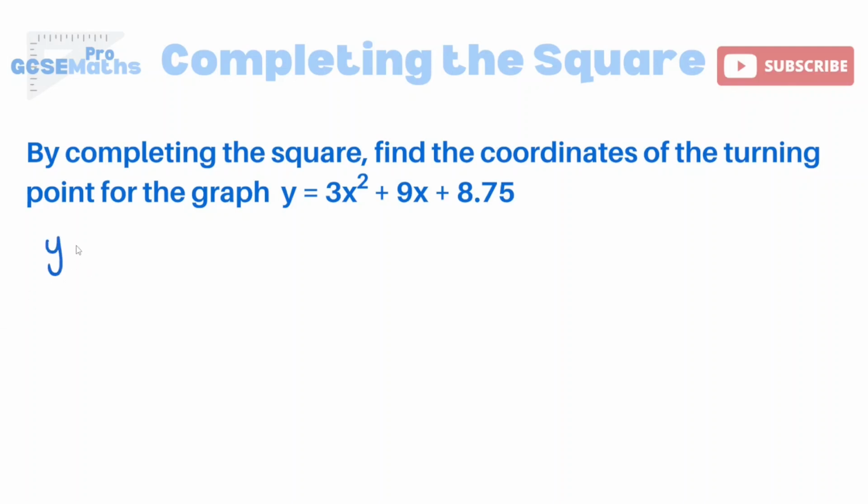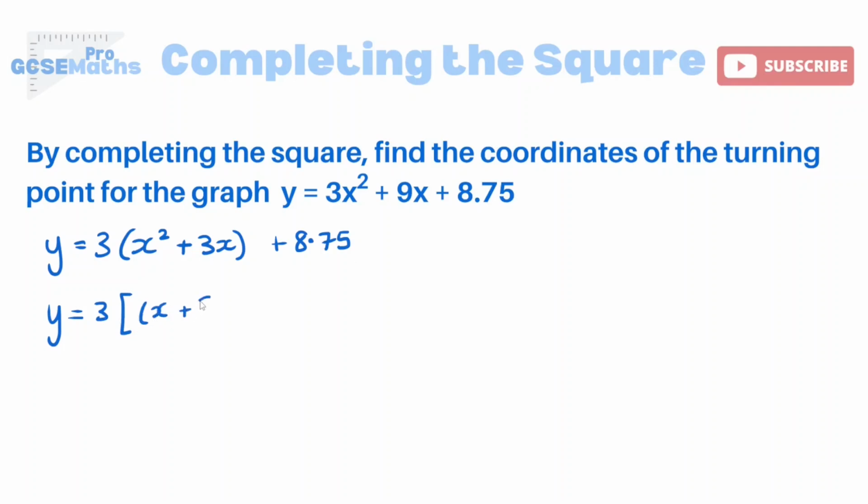So I'm going to do the same thing as before. I'm going to just factorize out the 3 from the first two terms. So I've got x squared plus 3x. Leave the 8.75 on the outside. To complete the square, x plus 3 over 2, because 3 is an odd number, so halving it is going to be a fraction, minus that squared, which is 9 over 4, plus 8.75 on the outside.